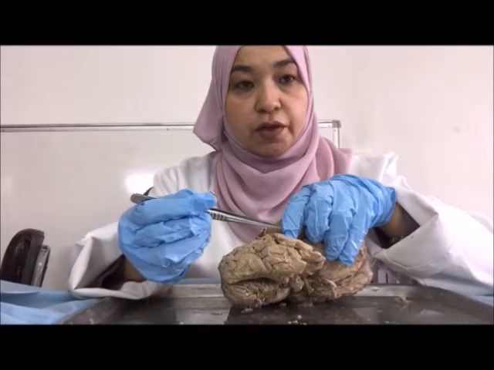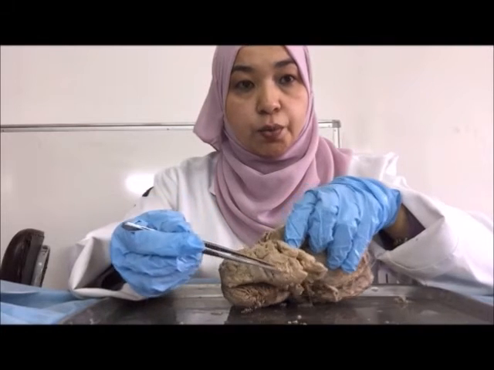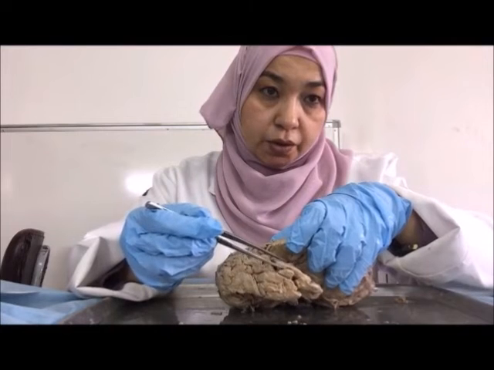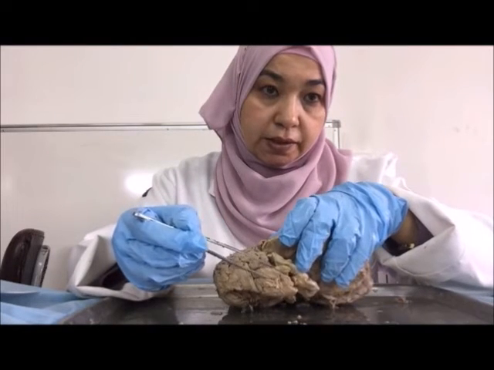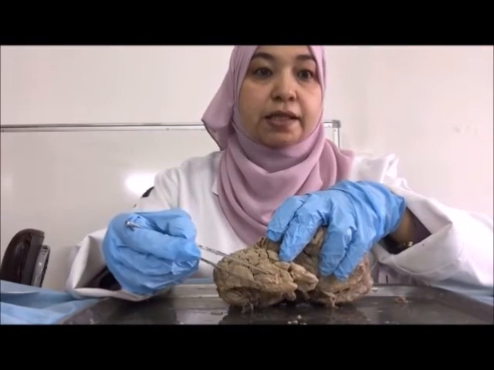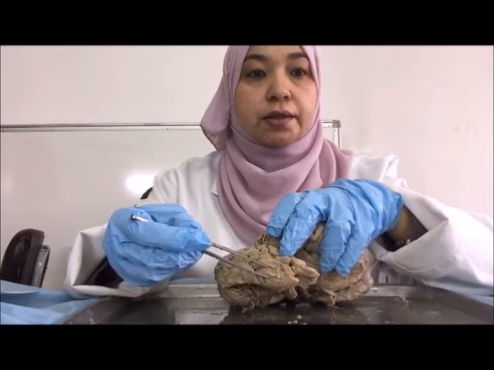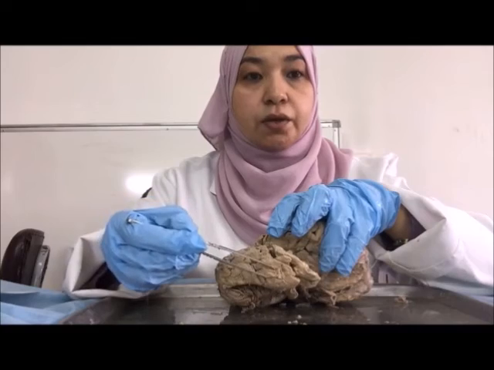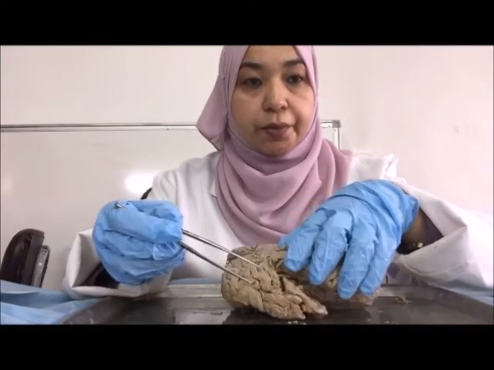These 2 sulci divide the temporal lobe into 3 gyri. This is the superior temporal gyrus, this is the middle temporal gyrus, and this is the inferior temporal gyrus. Superior, middle, inferior temporal gyri of the brain.